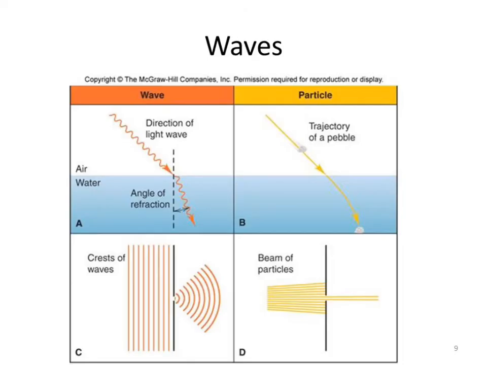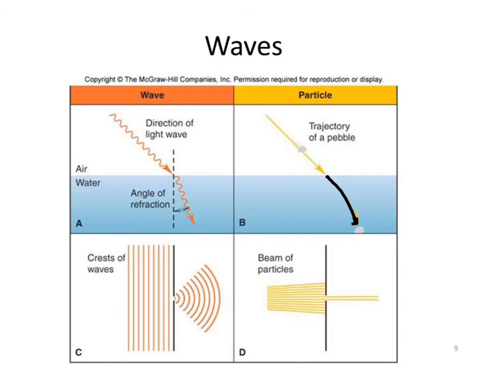Now, a particle has mass to it, which means it's affected by gravity. So if I take a pebble and toss it through the air and it hits the water, instead of having a nice clear angle of refraction, because of gravity, it's going to curve. So if you notice here, we're curving as we go down, instead of having a nice sharp angle like the wave did, because the wave doesn't have the mass to be affected by gravity.